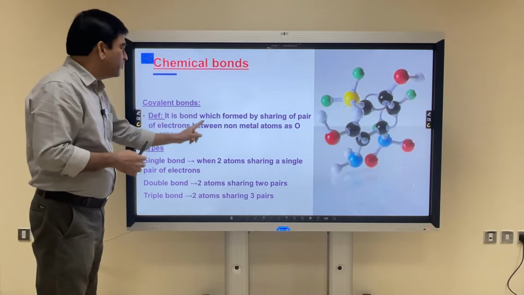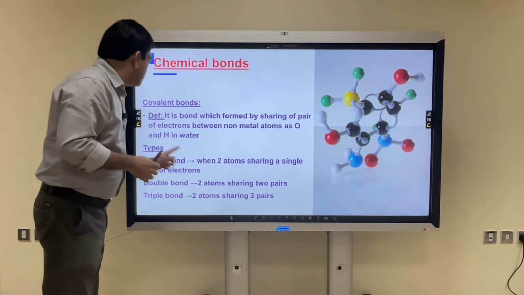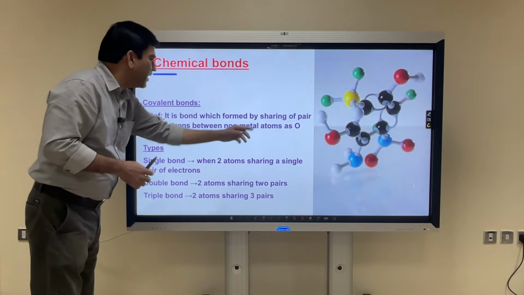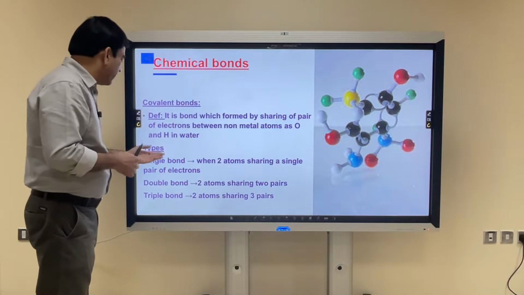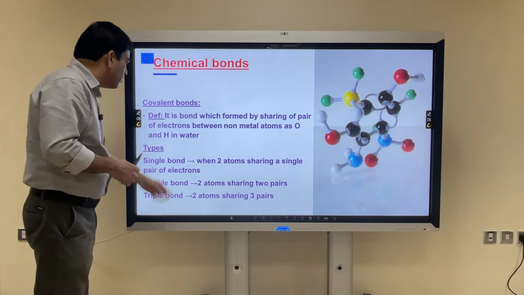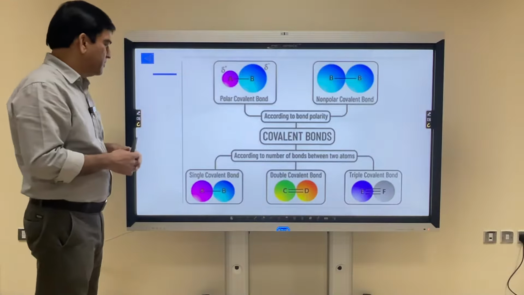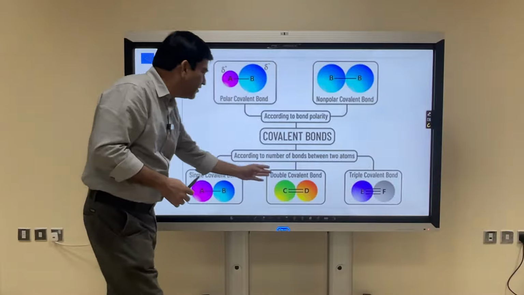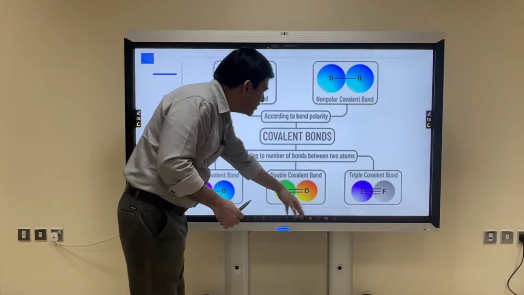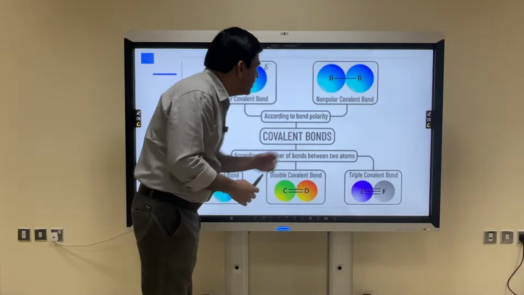So it is the bond which is formed by the sharing of a pair of electrons between non-metal atoms, for example oxygen and hydrogen in the case of water. You can have a single bond, a double bond, or a triple bond. So for example, between A and B, you have a single bond. Between C and D, you have a double bond over here. Between E and F, you have a triple bond.